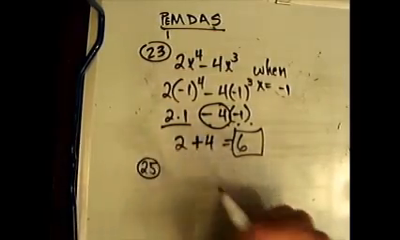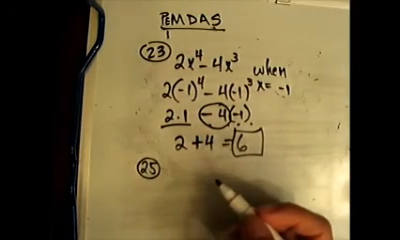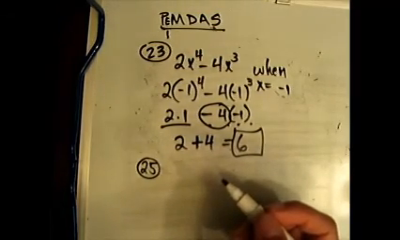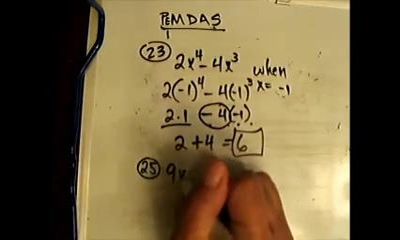Okay. Now let's go to number 25. Remember, you do number 24. So make sure you skip a space and put room for 24 there. Number 25. It says, simplify the expression. Not hard at all.